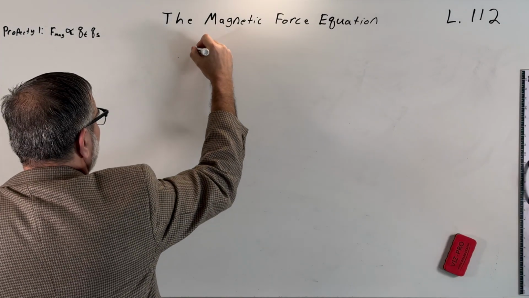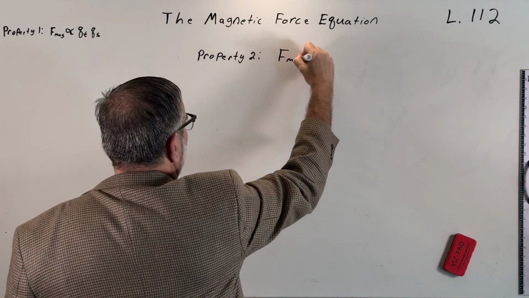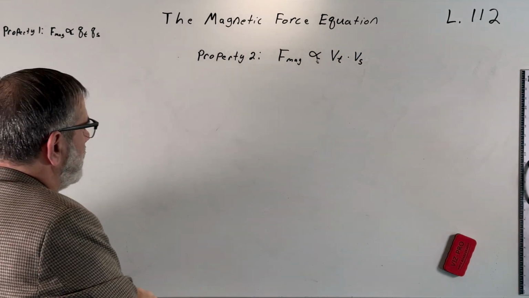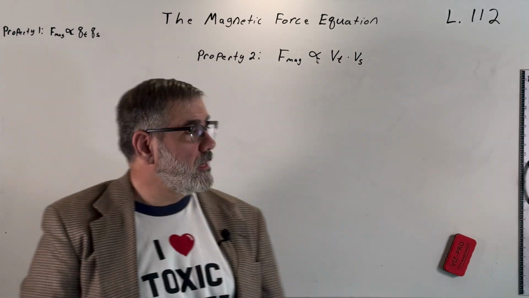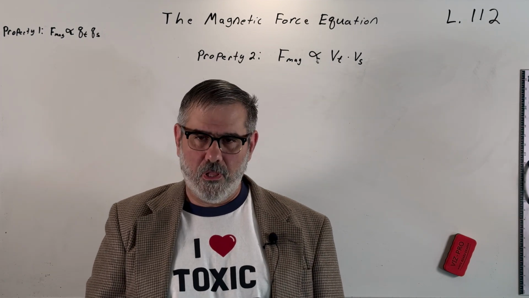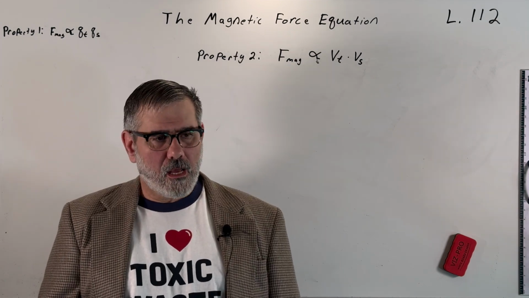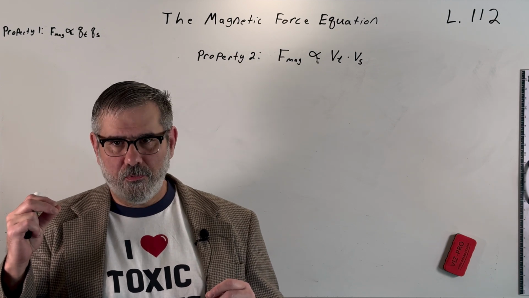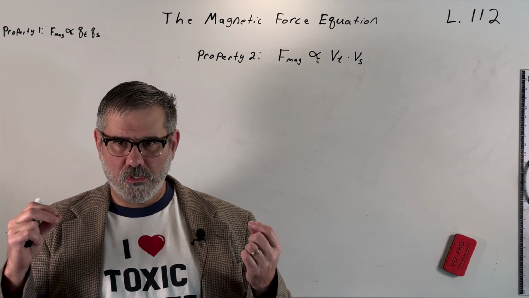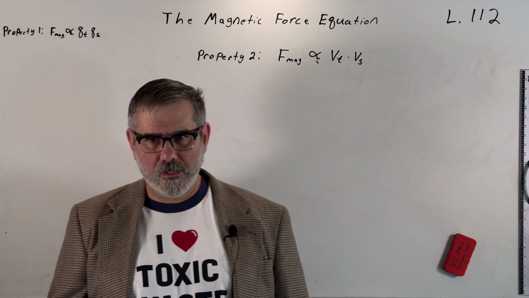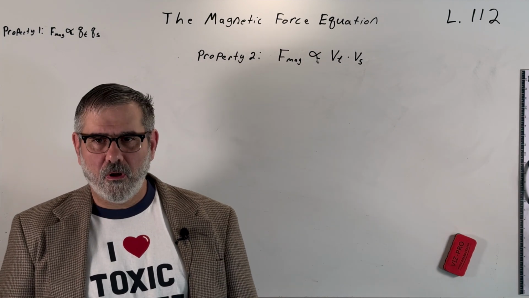All right, property 2. The magnetic force has a bilinear dependence on the test charge velocity and the source charge velocity. This was not so apparent to us last time because we assumed that the test charge, the magnitude of its velocity was the same as the source charge's velocity. We said they're both moving at the drift velocity. And that's fine for currents, because that's just what conduction electrons do.